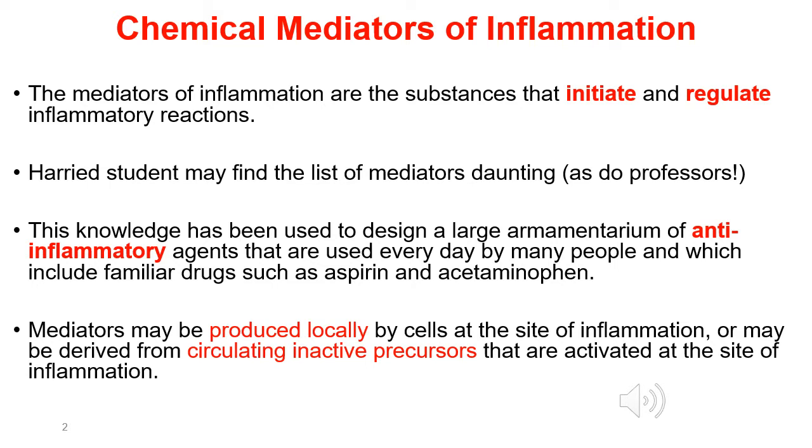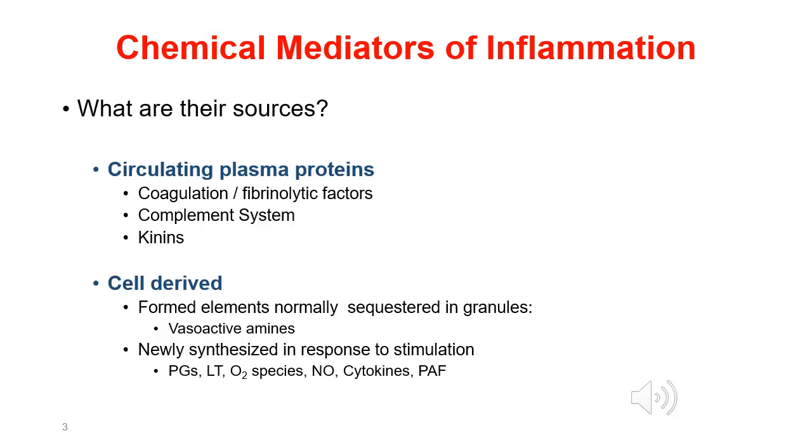The mediators may be produced locally by cells at the site of inflammation or may be derived from circulating inactive precursors that are activated at the site of inflammation. So, what are the sources of these chemical mediators? There are two main sources, as you see here in this slide. First source is from the circulating plasma proteins, and these include the following categories of the chemical mediators: the coagulation fibrinolytic factors, the complement system factors, and the kinins.